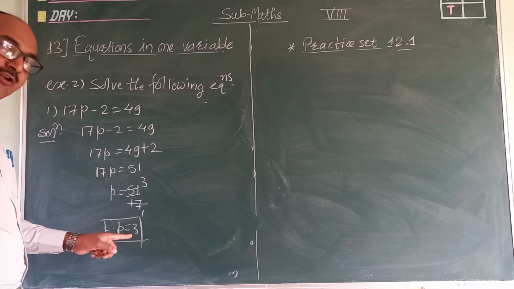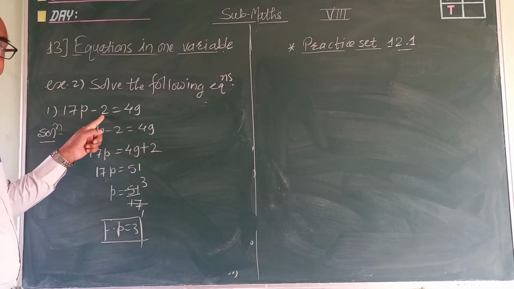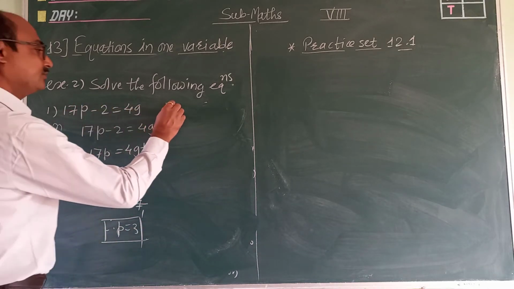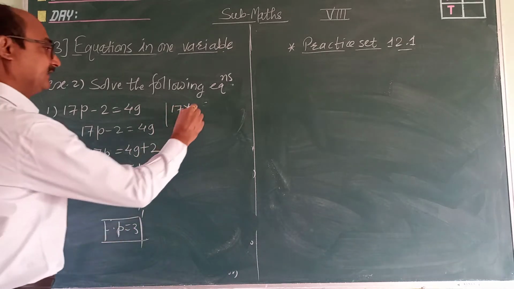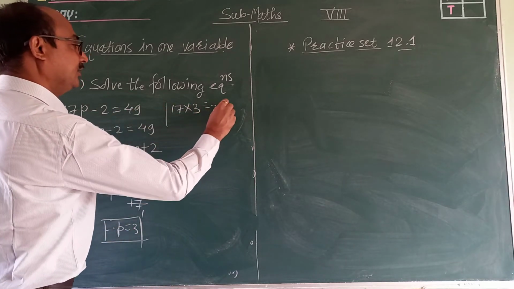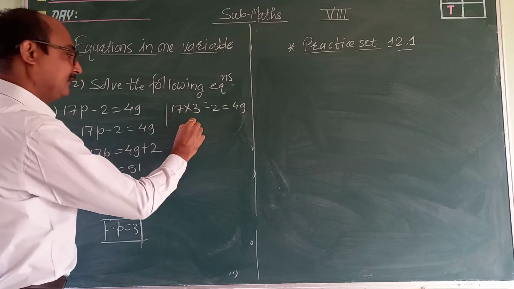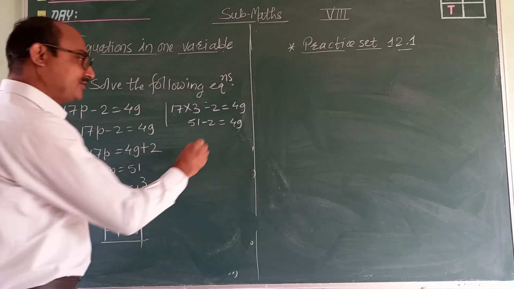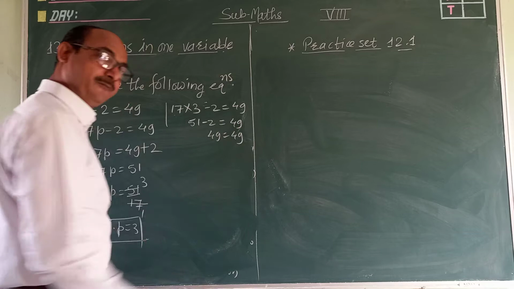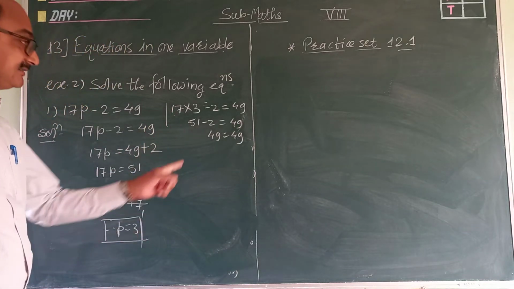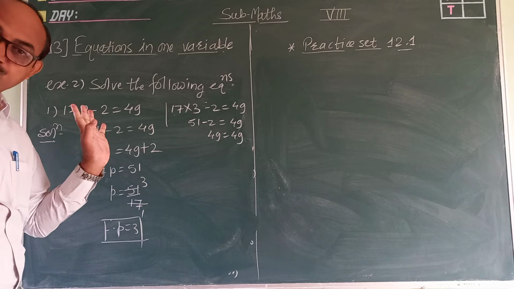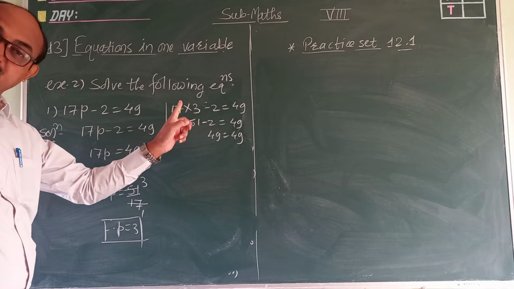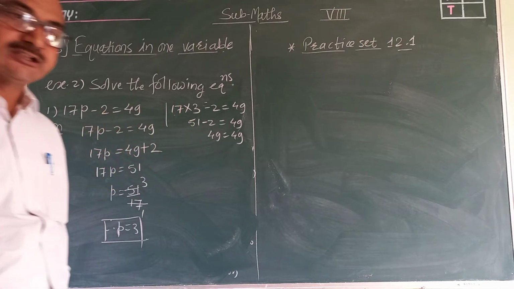Means if we put the value of p as 3 here, and subtract 2, you will get 49. We will check whether our answer is correct or not. Here, what value of p did we find? 3. 17 times 3 minus 2 is equal to 49. 17 threes are 51, minus 2 is equal to 49. Check it. 51 minus 2 is what comes? 49 is equal to 49. Like this you can check whether your answer is correct or not by putting in the value. Okay, this is for rough work. This is how we check whether our answer is correct or not. So like this you have to solve this equation.